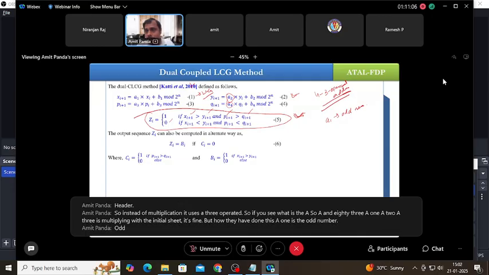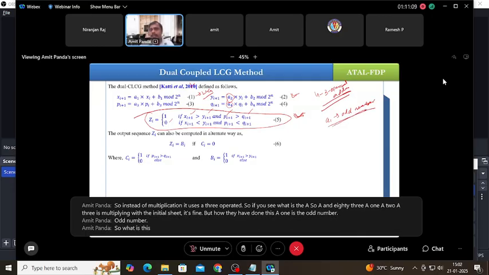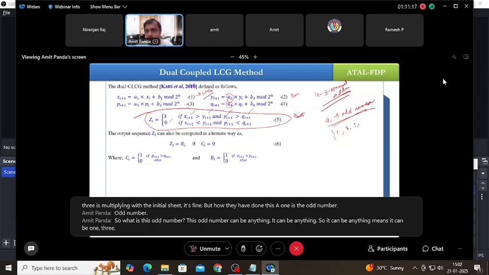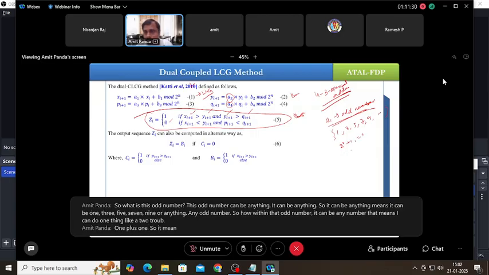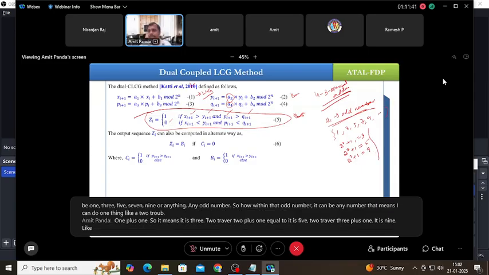So what is this odd number? This odd number can be anything: 1, 3, 5, 7, 9, any odd number. That means I can do one thing, like 2 to the power 1 plus 1, which is 3. 2 to the power 2 plus 1 is 5. 2 to the power 3 plus 1 is 9. Like that, this is an odd number, and this set is also a subset of the complete set of odd numbers.